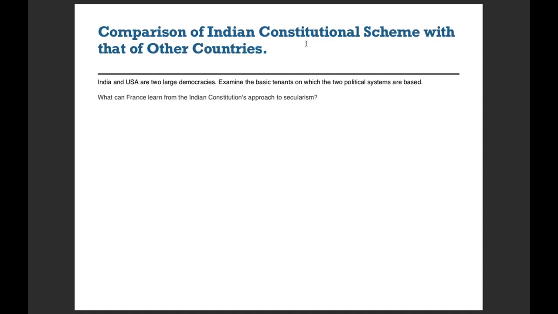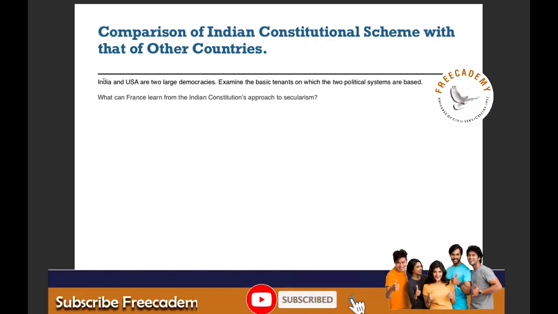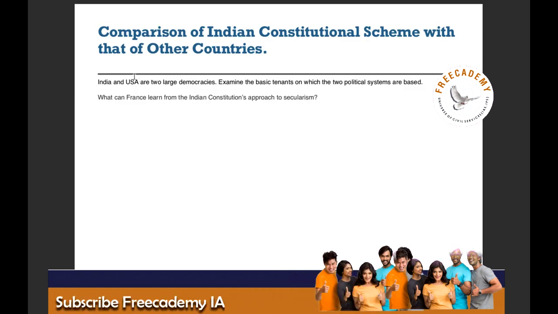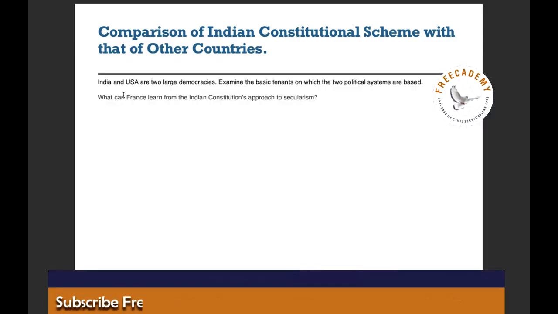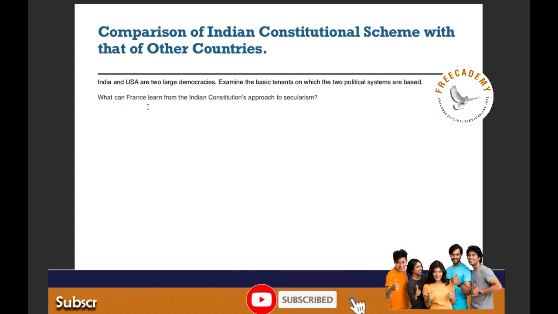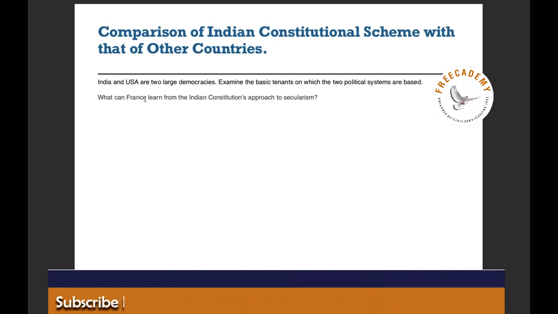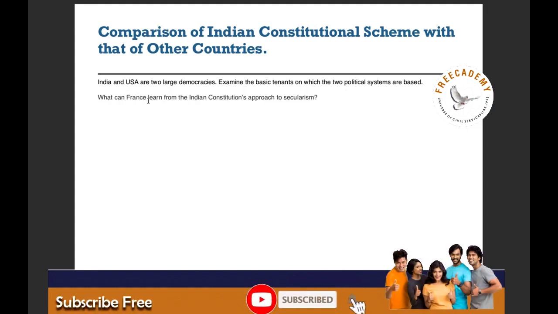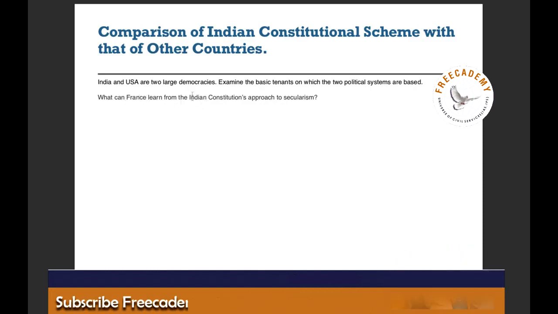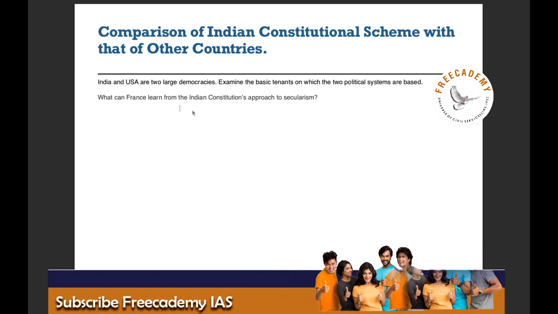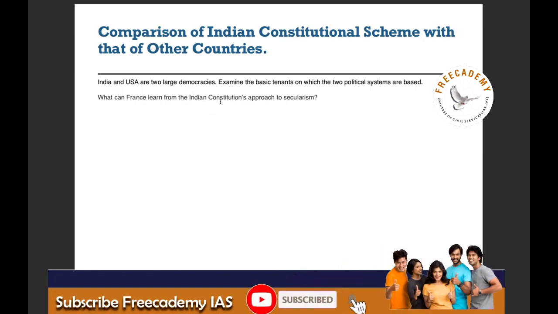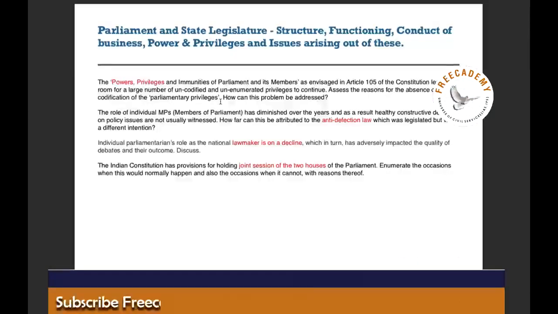Then, for comparison of Indian constitutional schemes, they have once asked about India and the USA. They asked to compare the political systems of the two countries, which we will cover. The second question was about France, because in France there is a different notion of secularism, which we call negative secularism, which we will cover. The Indian constitution is a form of positive secularism. So what France can learn from it. These are the kinds of topics we will cover henceforward.